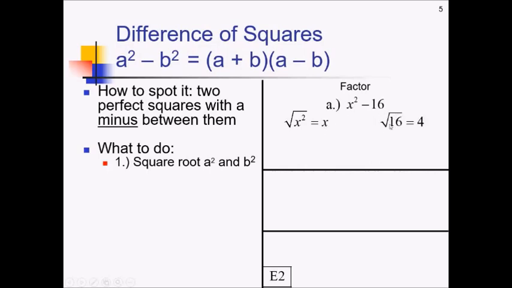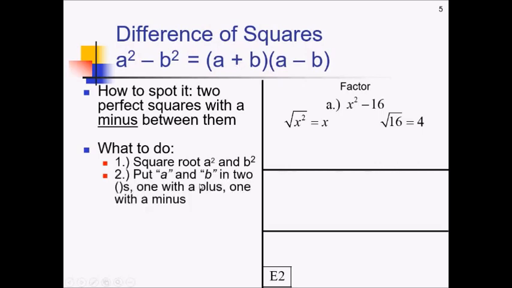So once you've got this, we see that we just have a plus b and a minus b. So you're just going to put a and b, the two things you got by square rooting, in two parentheses, one with a plus, one with a minus. So up here we would have x plus 4 and x minus 4. And if you multiply this back out, you'll see that we do indeed get x squared minus 16.